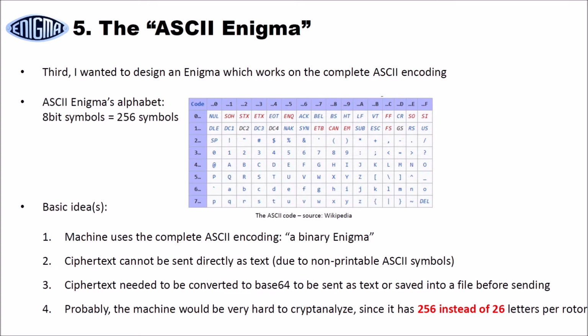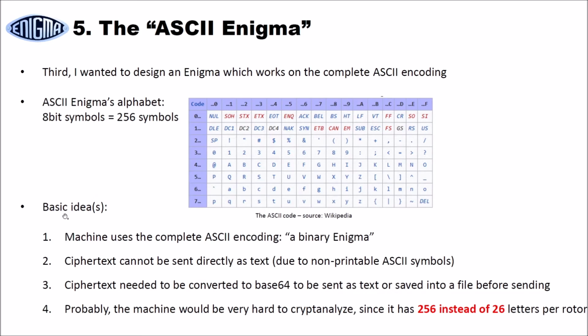And then we have the ultimate modern Enigma machine, which I call the ASCII Enigma. And the ASCII code you can see here. That was the third idea. I wanted to design an Enigma which works on the complete ASCII encoding. And the ASCII Enigma's alphabet is therefore 8-bit symbols, that is 256 symbols from 0 to 255. And this here is the ASCII code. I copied this from Wikipedia. Here you have all the possible symbols that can be encrypted. So you could use this machine really to encrypt binary data.